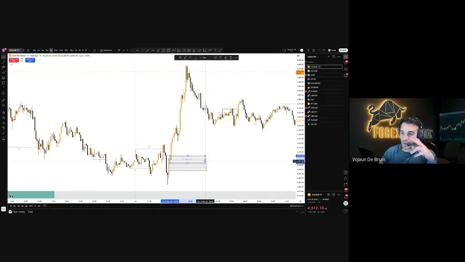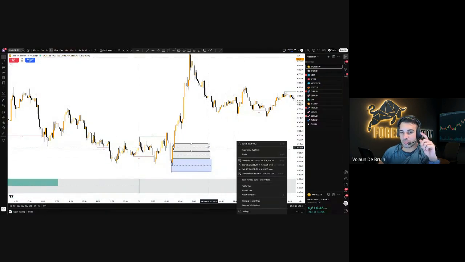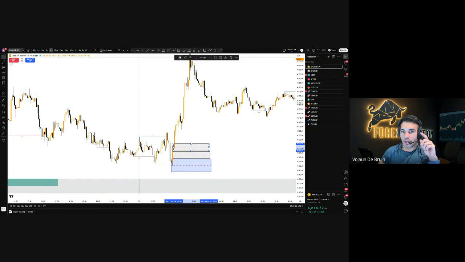Now that's 2 levels that price has to break through before pushing down. Actually 3, because we also have a supply and demand zone here. So we've got 3 layers of protection. Think about it that way. 3 layers of protection that price has to break through in order to take us out to get to our stop loss. Okay, that makes sense.